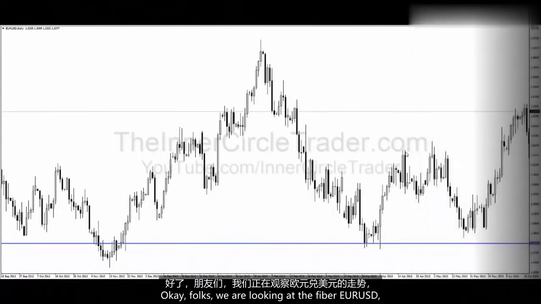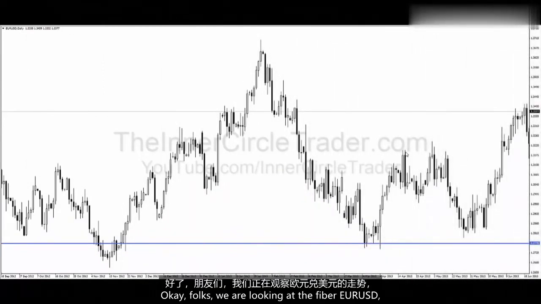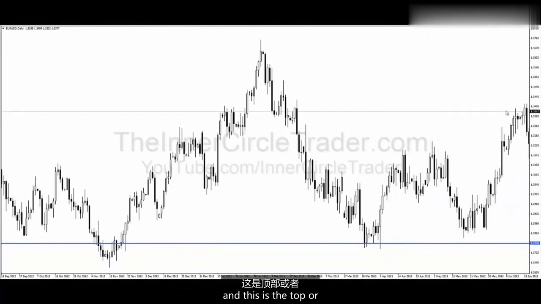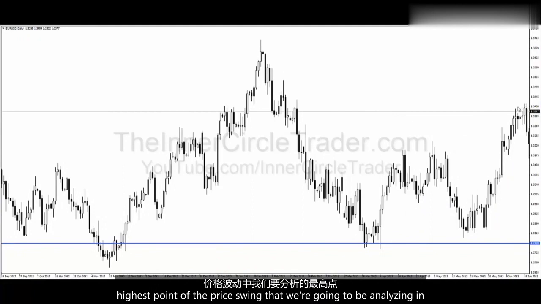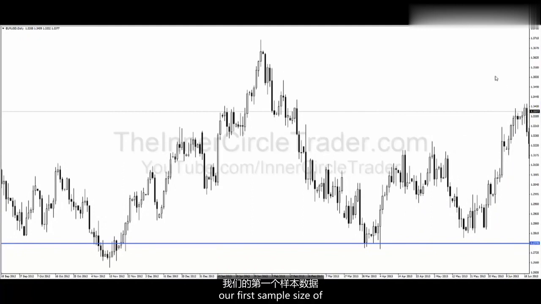Okay, folks, we are looking at the fiber. Euro USD is the daily chart, and this is the top or the highest point of the price swing that we're going to be analyzing in our first sample size of price action. But I want you to keep your eye on what takes place in price.